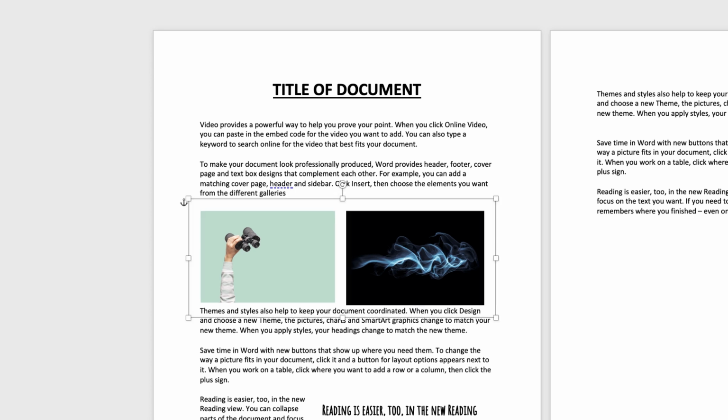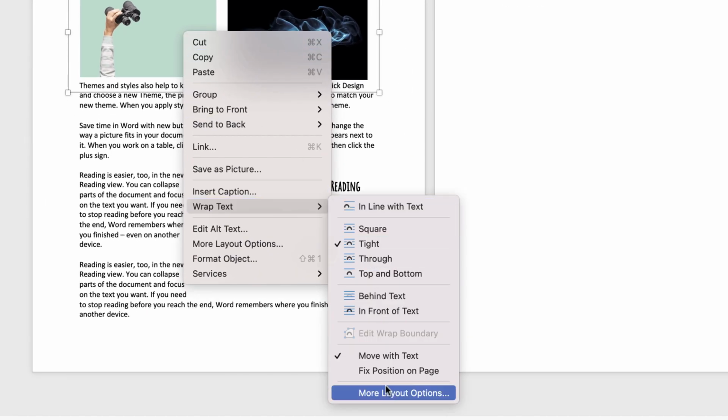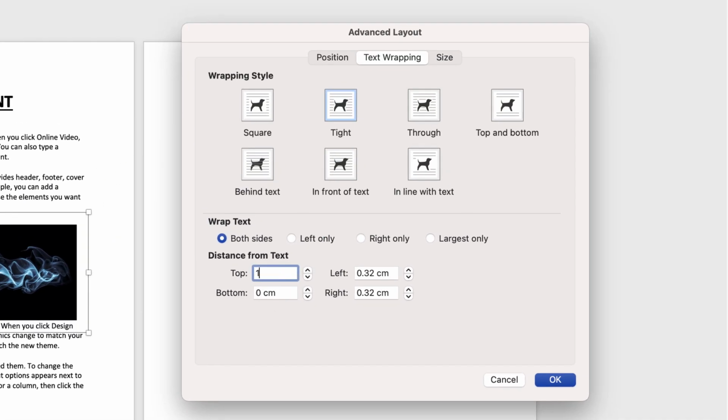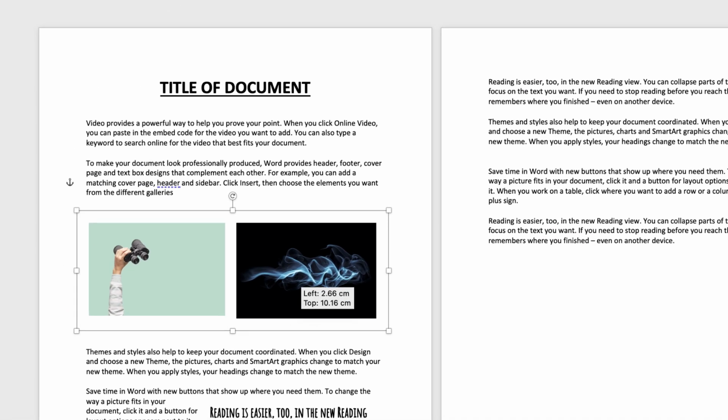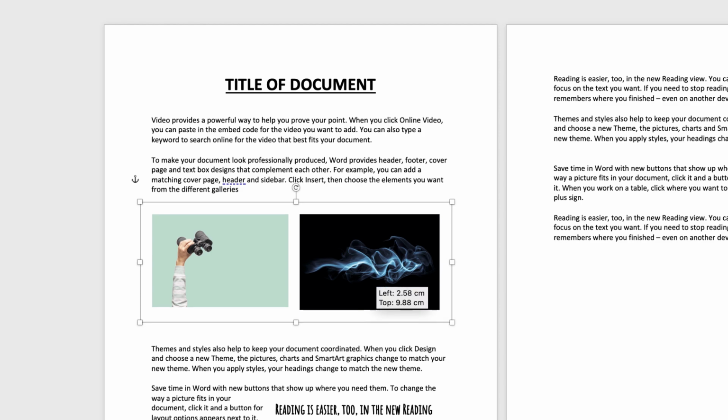Again, if I want to adjust the distance of the text from the images, then right click, go to Wrap Text, and go down to More Layout Options. Once again, I'm going to just hit one centimeter for each margin, and this is just the distance from the text, and then click OK. And now you can see there's a much nicer distance between the images in your document and the text.